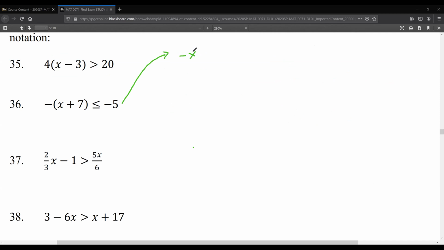Negative x minus 7 is less than or equal to negative 5. So I just did the distributive property here. And then again, you're going to solve this like a regular equation. So you have negative x is less than or equal to 2, because we're adding 7 to both sides.